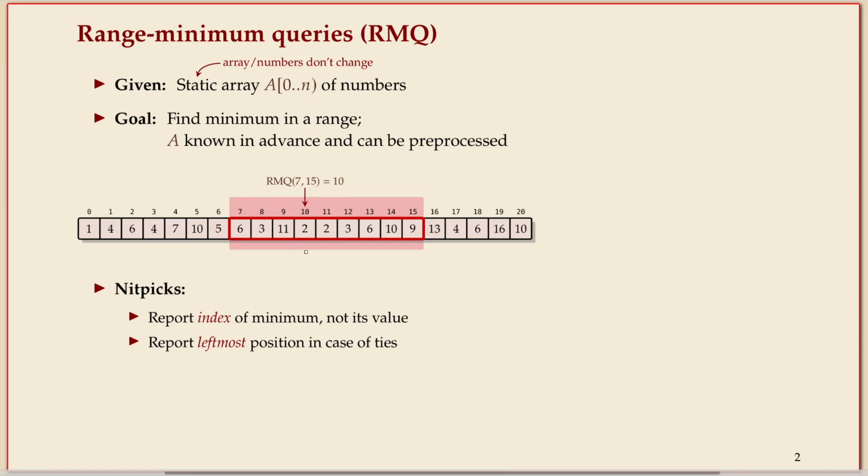And so what the RMQ function returns is the position. It's the index, not the number, not the minimum value, but the position where it is attained. And if there are several, we take the leftmost just to break ties in some way. This doesn't usually matter too much, but let's just pick one convention and stick with that. So we always want the leftmost position of a minimum in that range. Okay?